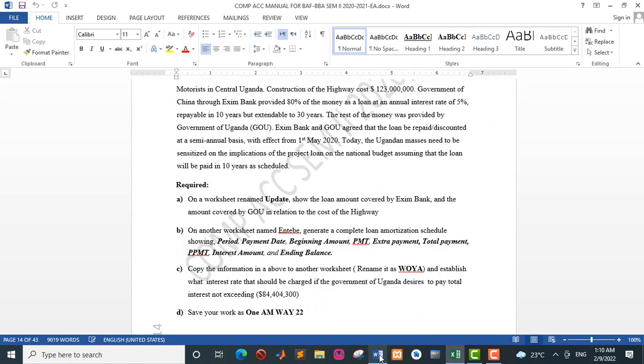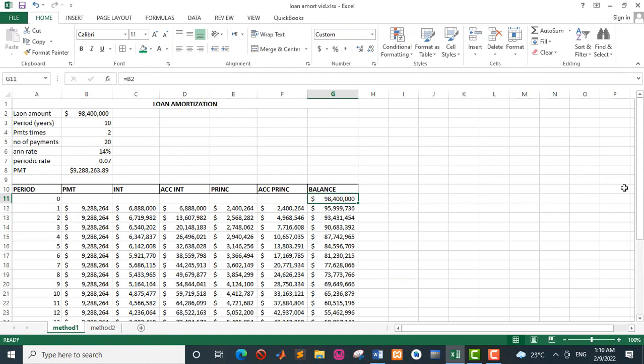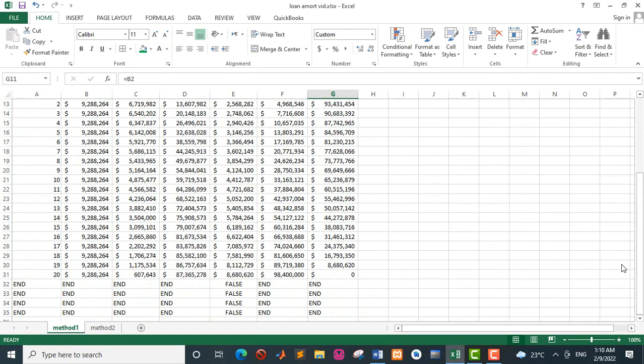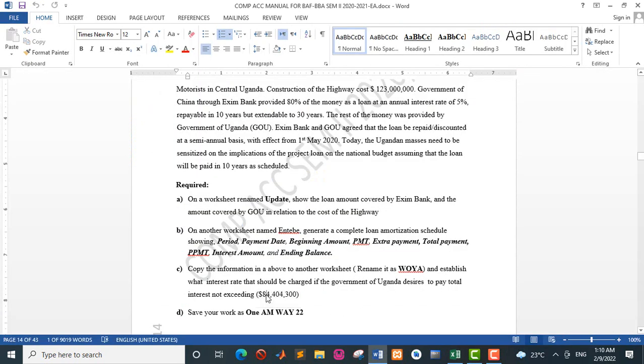But now when you look at this, we're supposed to determine the interest that we can obtain if we don't want to exceed 84.4043 millions in terms of the accumulated interest. As indicated on this column, we have our accumulated interest of 87 million. Okay, but we want it to be exactly 84.4.